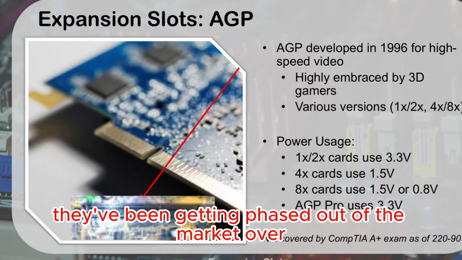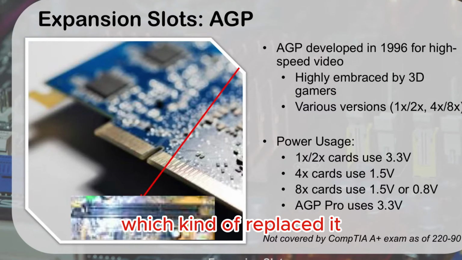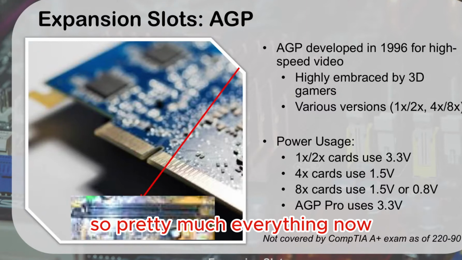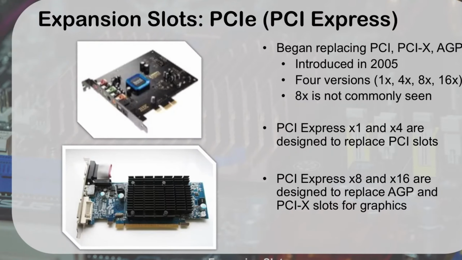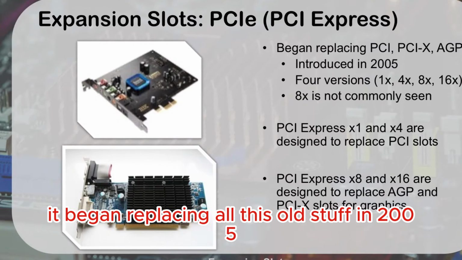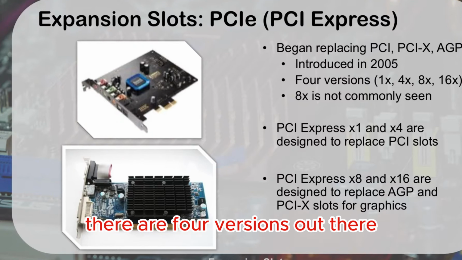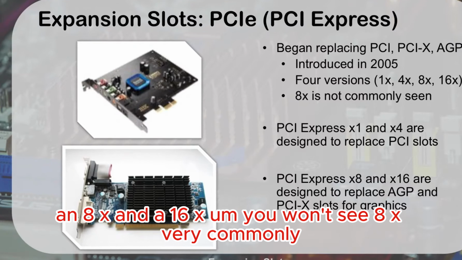They've been getting phased out of the market over the last decade because we have PCIe, which replaced it. So PCIe replaced PCI and PCIX, and it also replaced AGP. Pretty much everything now for expansion cards is PCIe. PCIe stands for PCI Express. It began replacing all this old stuff in 2005 and has done a great job of it. There are 4 versions out there: a 1X, a 4X, an 8X, and a 16X.